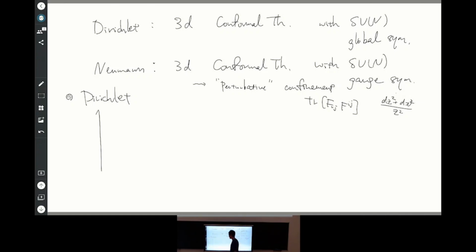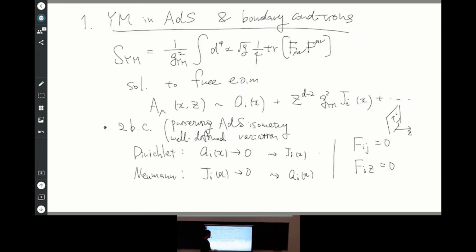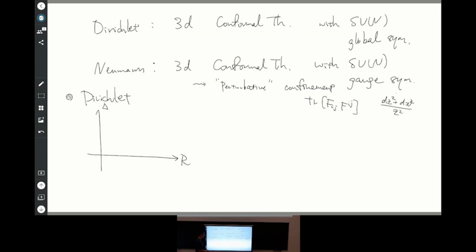Right. So let's now focus on the Dirichlet case. What kind of operator do we expect to get in the Dirichlet boundary condition? Well, first of all, as I said, we have a 3D conformal theory with global SUN symmetry, and we do have an operator which turns out to be the conserved current of the SUN global symmetry. So there is an operator with dimension 2, because the boundary dimension is 3. We are talking about CFT3, AdS4. So the conserved current has dimension 2.